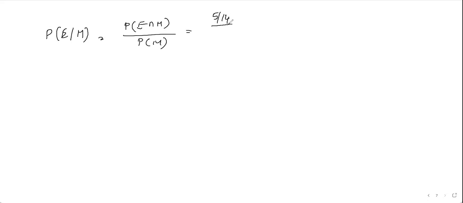Okay, now the probability of E given M is the probability of E intersection M by P of M, which is equal to 5 by 14 by 9 by 14, which results to 5 by 9. So that is the solution. Okay.